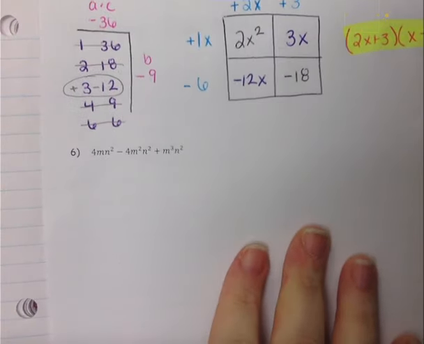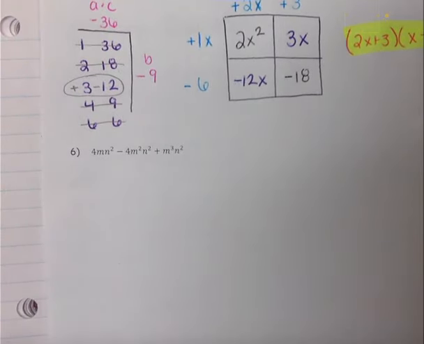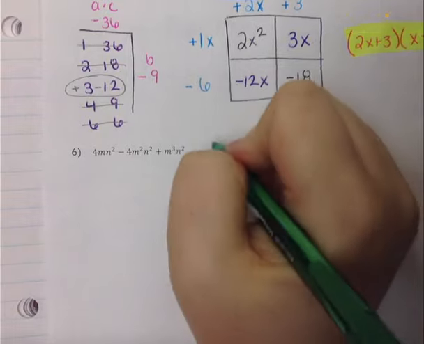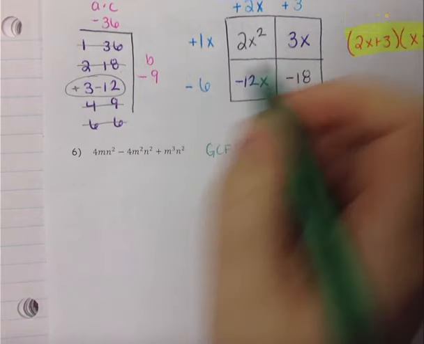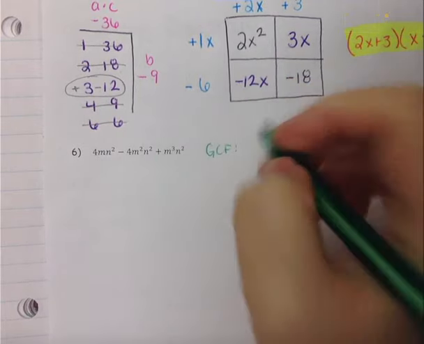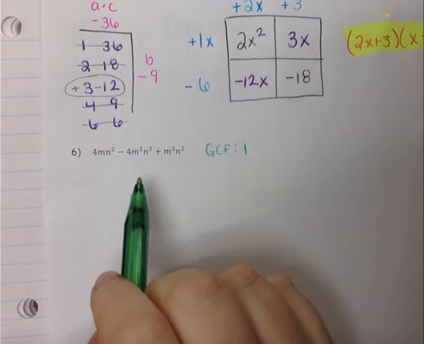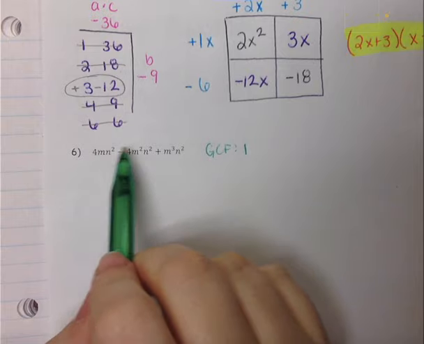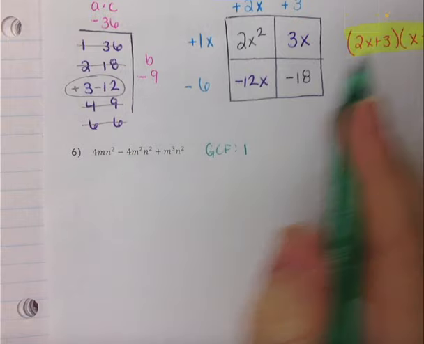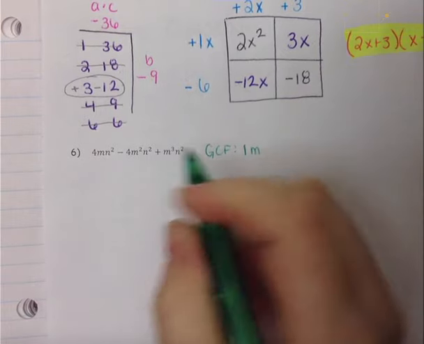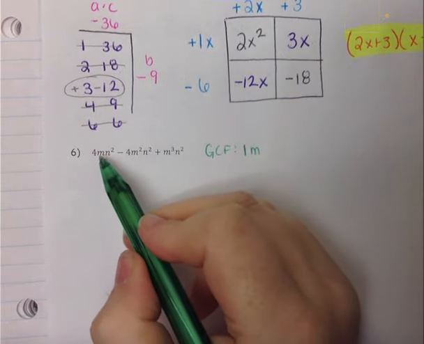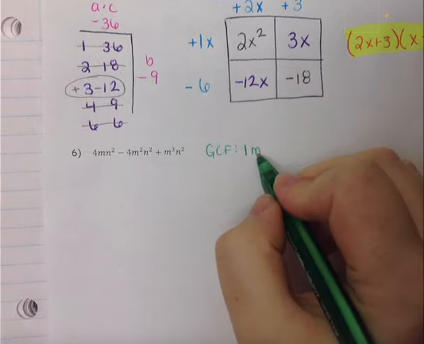On this last example, we have 4mn squared minus 4m squared n squared plus m cubed n squared. So we have a lot of letters on here. So the first thing, our GCF. The smallest number is still a 1, so we know our GCF will have a 1 on it. Now we look at our letters. Now all of these do have letters. Let's make sure they have the same. This first one has an M, the second one has an M, and the third one has an M. So we can pull out an M, but how many? The smallest amount of M's that we have is just 1 on that first one. So we can pull out just one M.